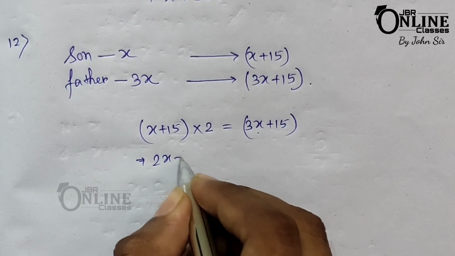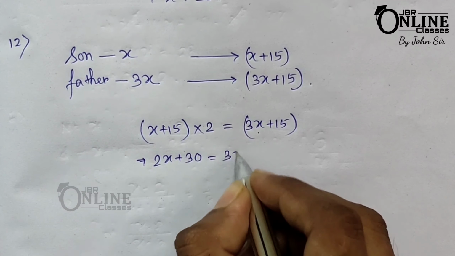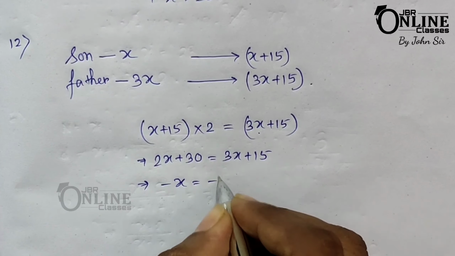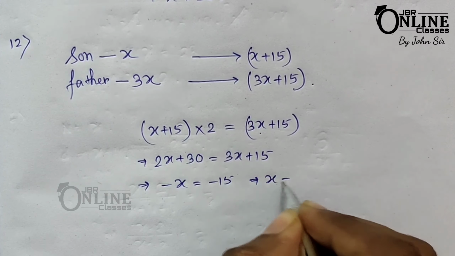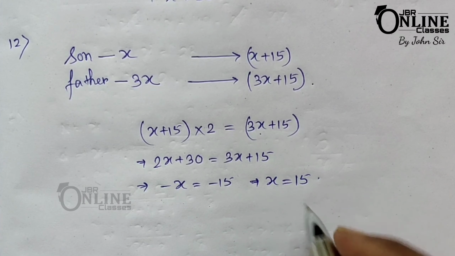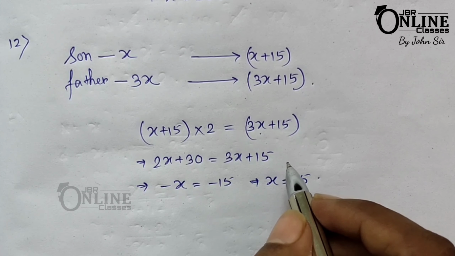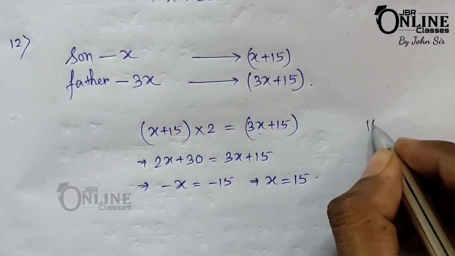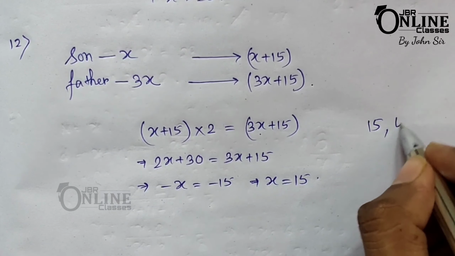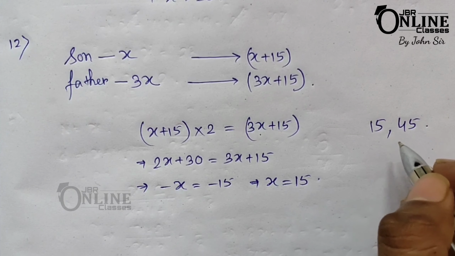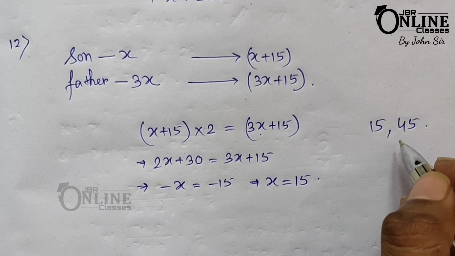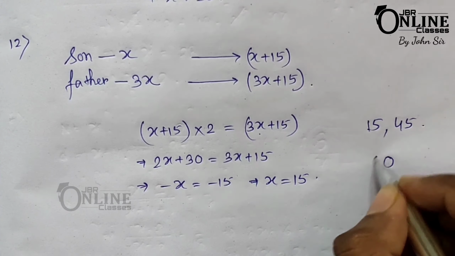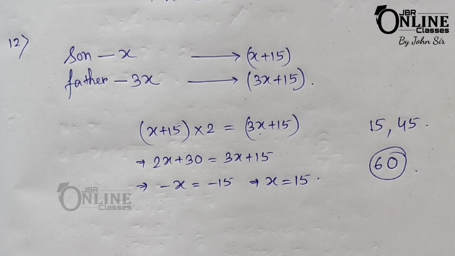So here 2x plus 30 equals 3x plus 15. So minus x equals minus 15, that means x equals 15. So the present age of his son equals 15, and the present age of his father equals 45. Now you have to find the sum of their present ages. So 15 plus 45 becomes 60. So 60 is the answer.